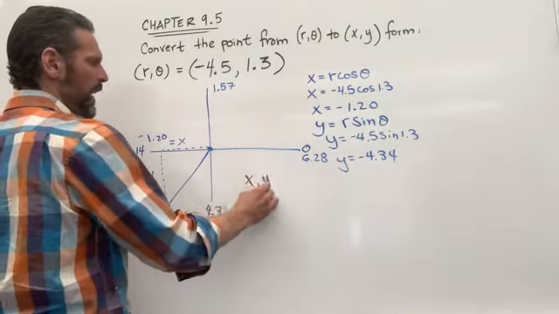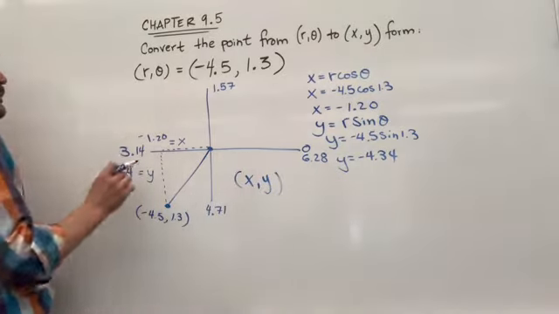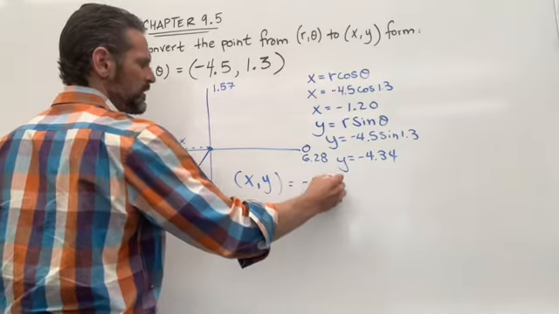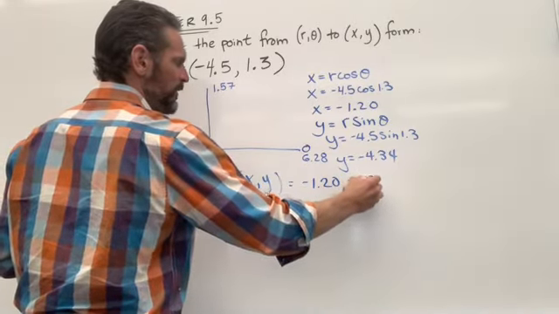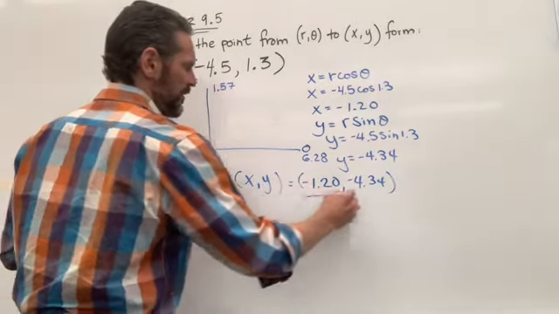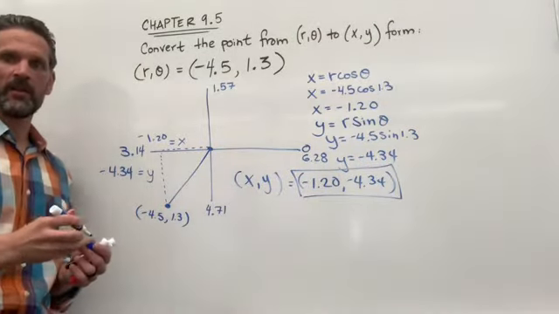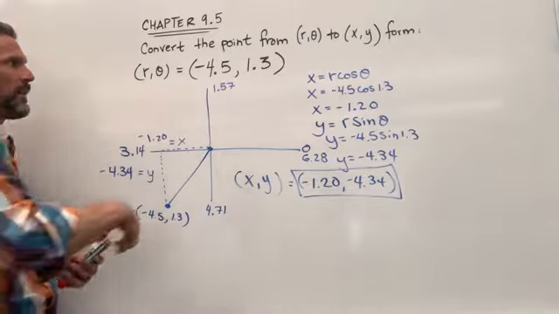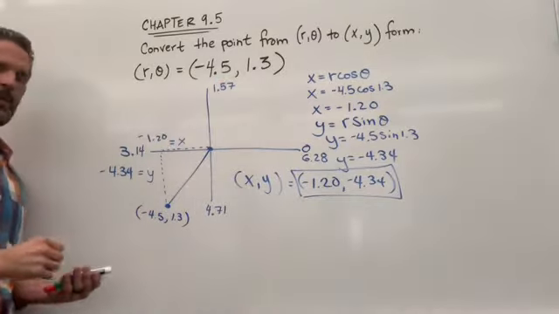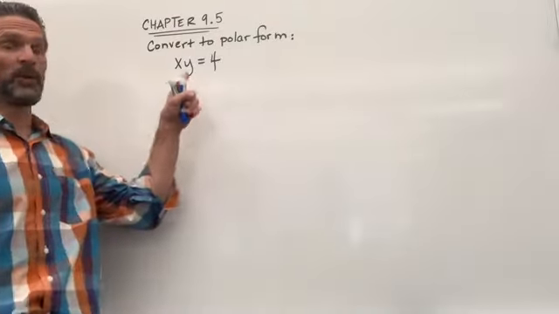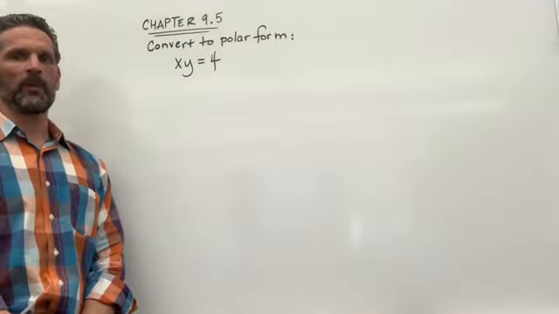So our xy point that accompanies negative 4.5, 1.3 for r, theta is negative 1.20, comma, negative 4.34. And there is our final answer. And that was a little bit more tricky. We had to use our calculator for that because we don't know offhand what the cosine or sine of 1.3 is. We're asked to convert this rectangular equation into polar form.